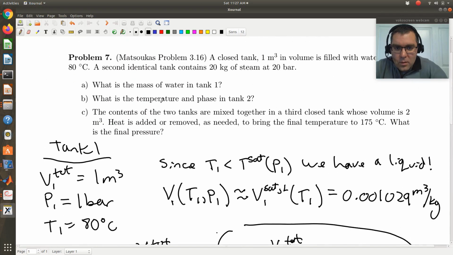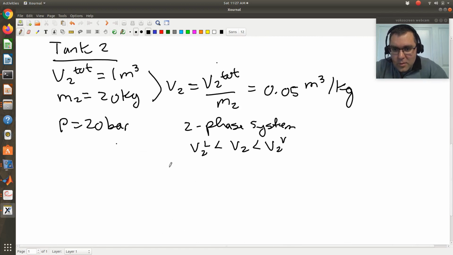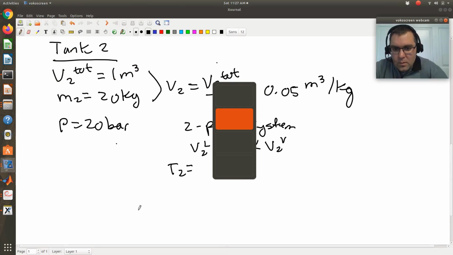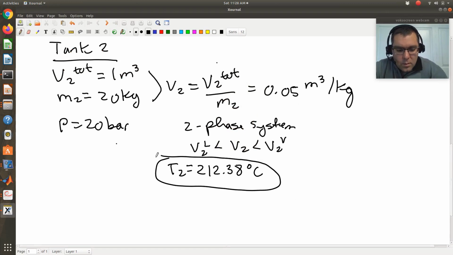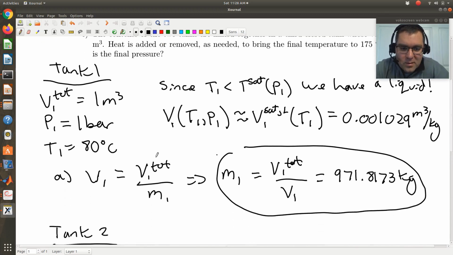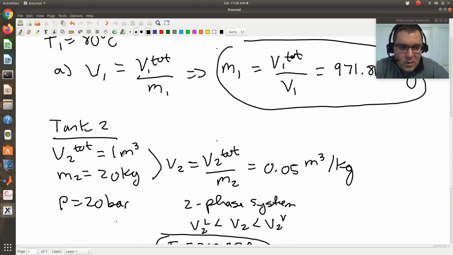And so what do they want to know? What is the temperature in tank 2? So that tells me then that the temperature in tank 2 is equal to the saturation temperature at that P, and that's going to be 212.38. All right, so I've got A and I've got B. Hopefully that makes sense. So our volume is between the two specific volumes at saturation at that P, so that puts us in a two-phase region.